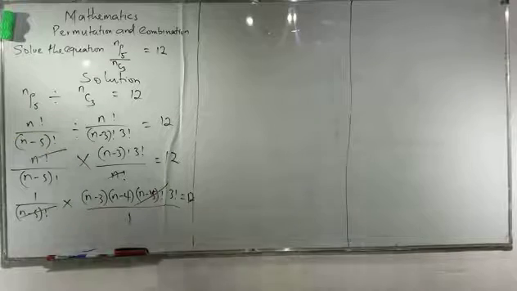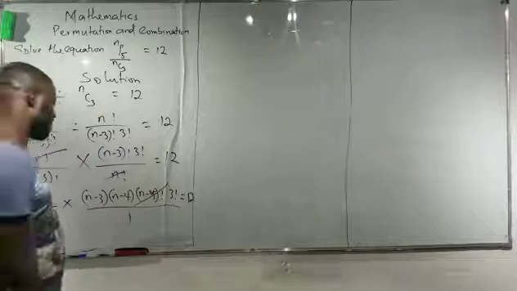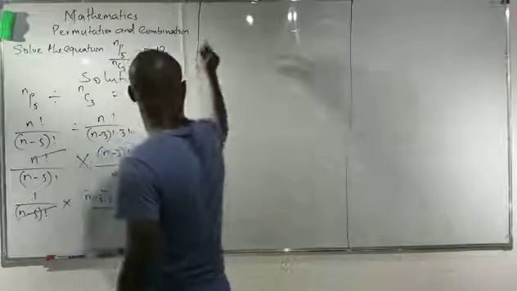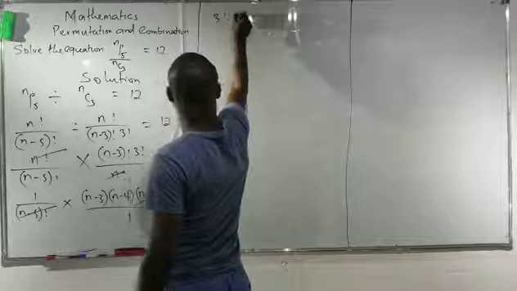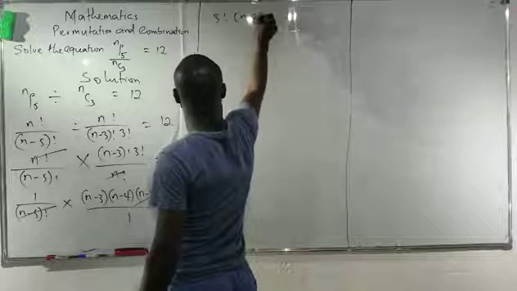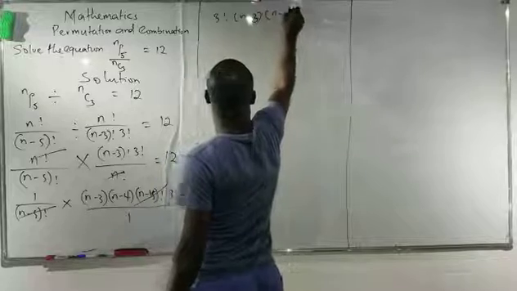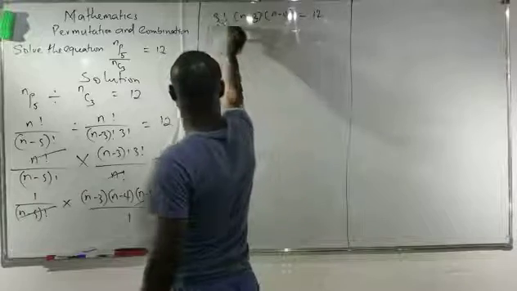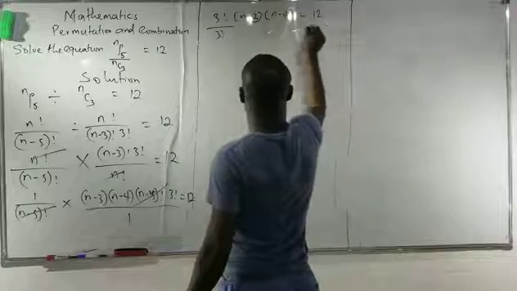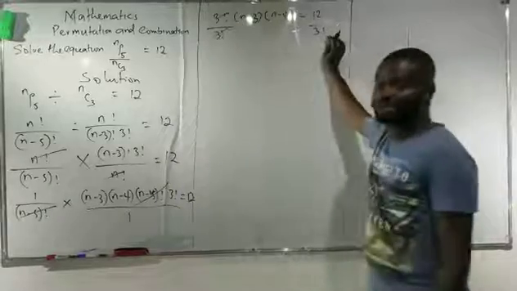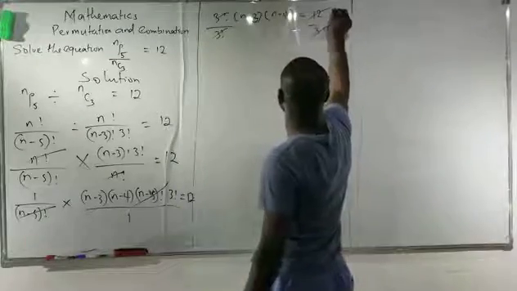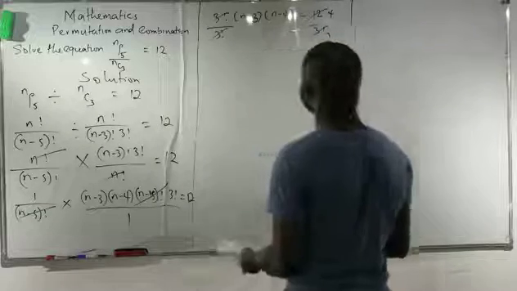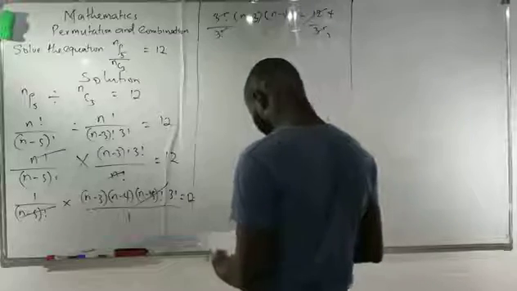This will cancel this. Now, at this junction, I can divide both sides by 3 factorial, and (n - 3)(n - 4) equals 12 divided by 3 factorial. 3 factorial is always 6. So 12 divided by 6, that will be 2. So I'm not making a mistake.